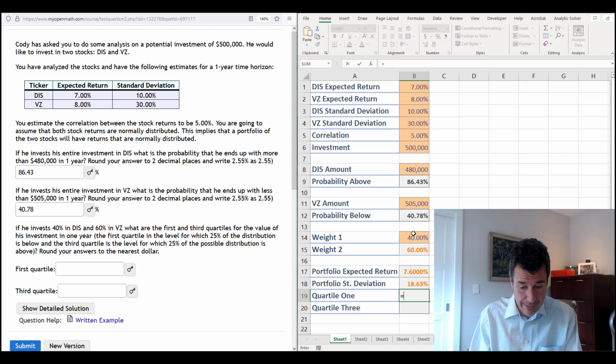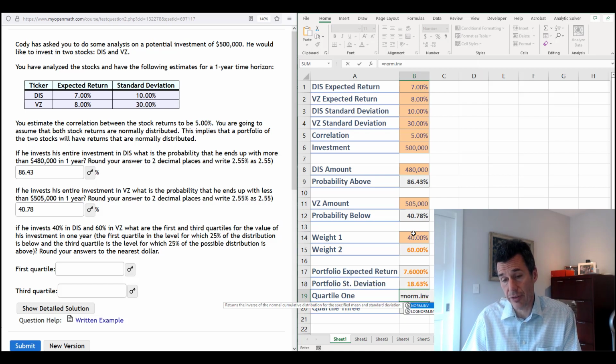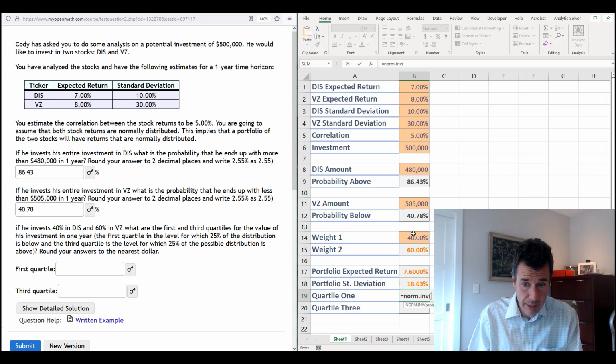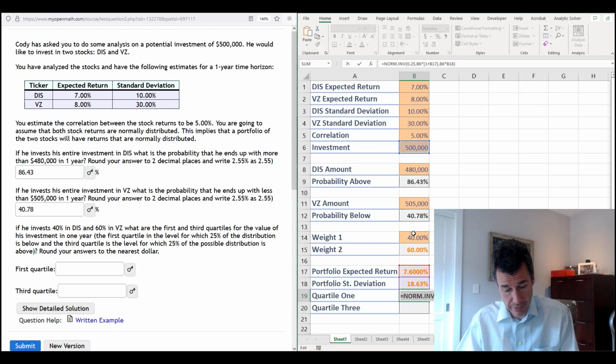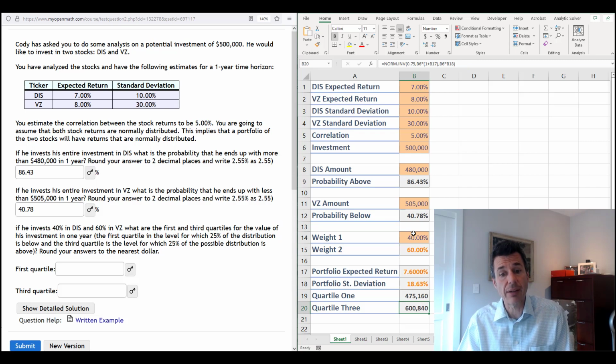Quartile 1 is norm.inv, the inverse cumulative normal function. 0.25, the mean, which is $500,000 times 1 plus 7.6%. The standard deviation, which is $500,000 times 18.63%. That gives 475,160. Take the same formula, I just copied and pasted the formula, change it to 0.75.